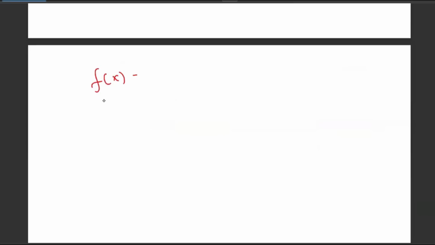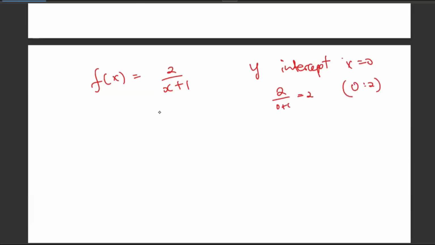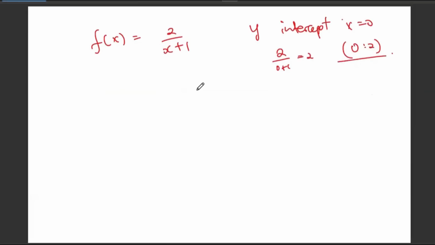So let me write it this side. We have f of x is 2 over x plus 1. The only thing we need to look for is the x-intercept. But will it even make sense? It will not make sense. Let's look for the y-intercept. So for y-intercept, x will be 0, meaning that it's 2 over 0 plus 1, which is 2. So it's going to be (0, 2). We don't have an x-intercept in this format.